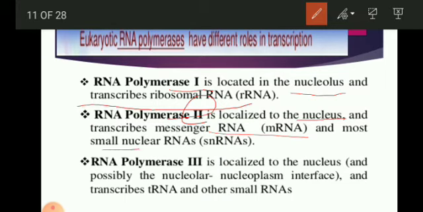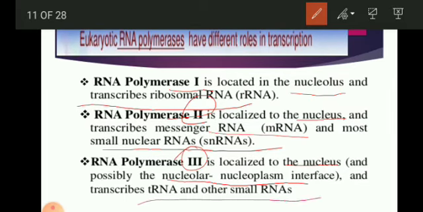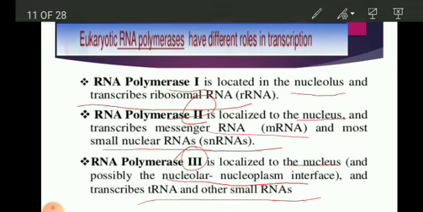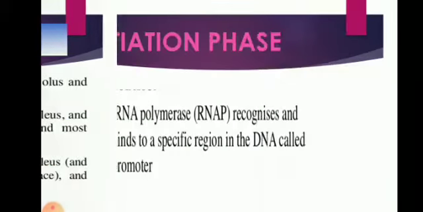And also smaller nuclear RNAs, snRNAs. Now polymerase 3 is localized in the nucleus again, and actually it is at the nucleolar-nucleoplasm interface, like it functions for both nucleoplasm and nucleolus, as well as it transcribes transfer RNA and other small RNAs.